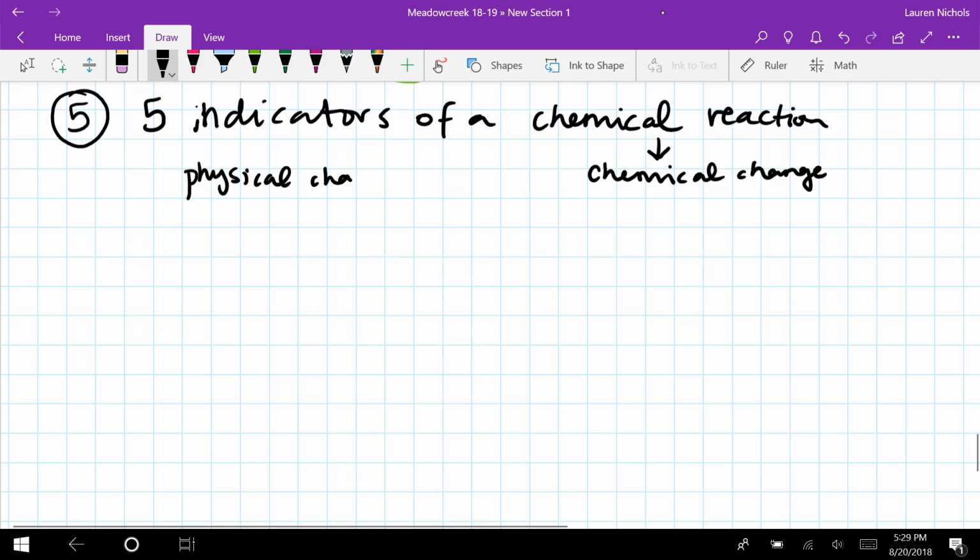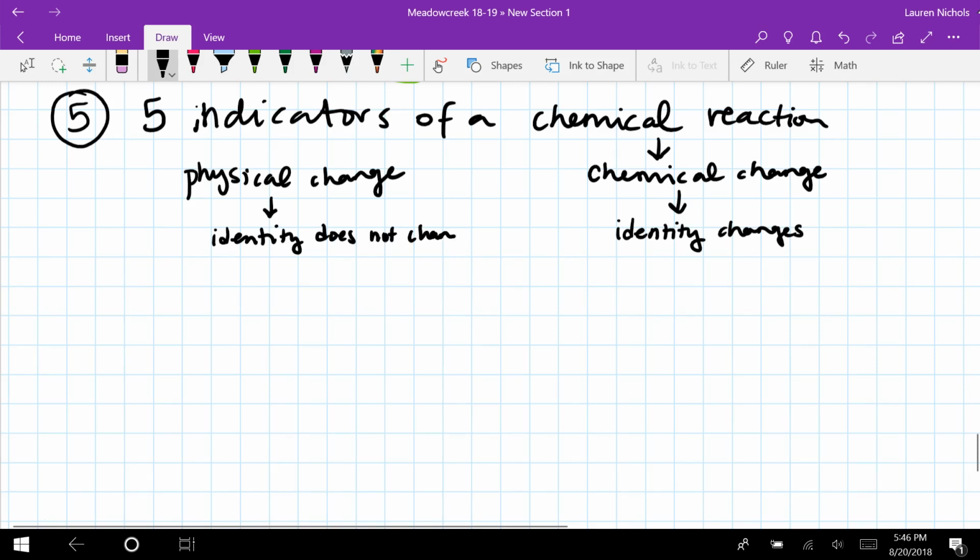So let's take a look at that. In a chemical change, it's a change, but the identity also changes. Okay, so not just the physical appearance. The physical change is when a change occurs, but the identity does not change.